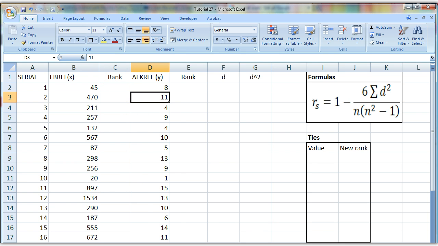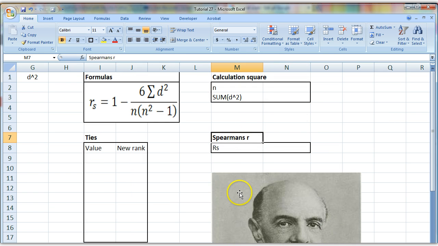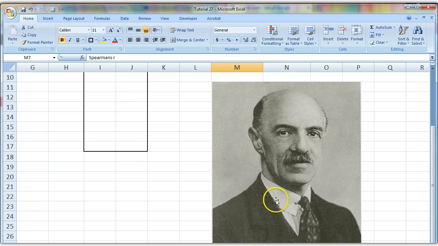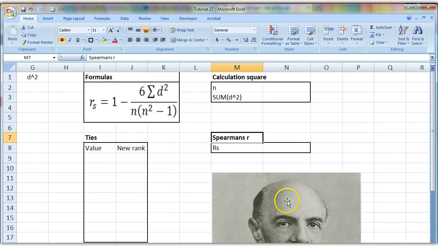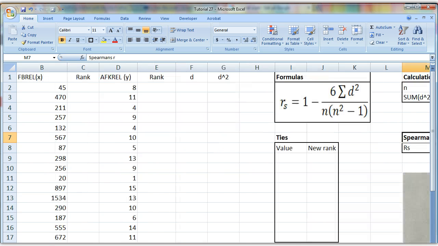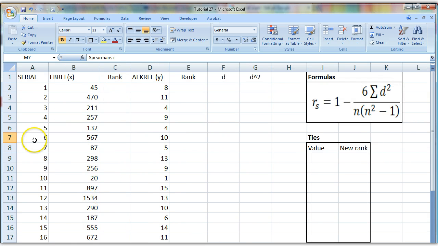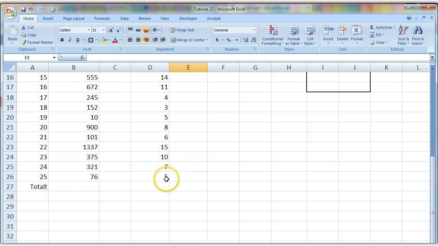Well, one way of doing it is using the so-called Spearman's R, or rank correlation coefficient. It was invented by this guy, Charles Spearman. Just click the link and you'll find out more. And it's based on the idea that you sort your data set first by the X variable and then by the Y variable. You rank these values for each observation, and then you compare these ranks. So we're going to get right to it and start doing that.